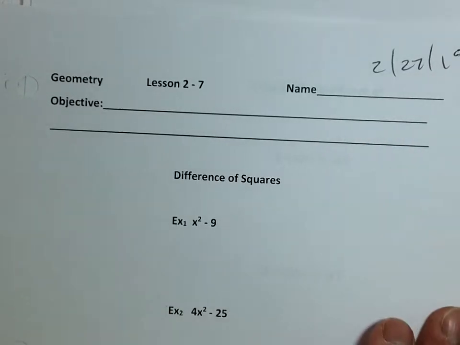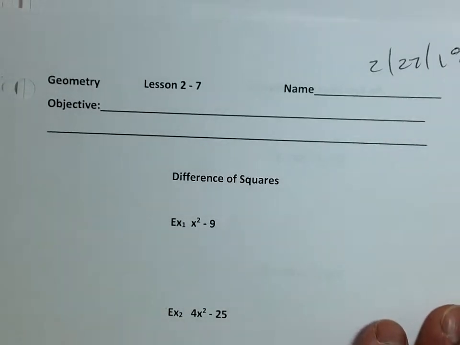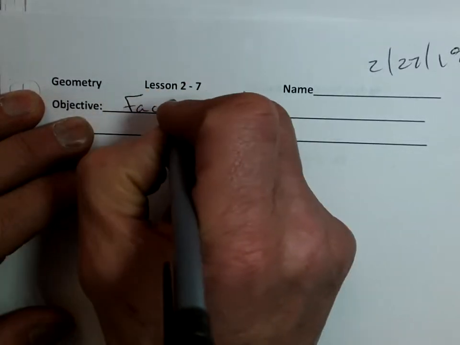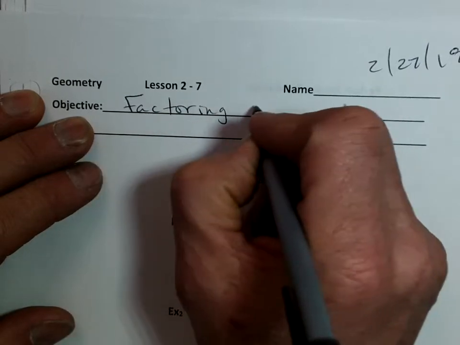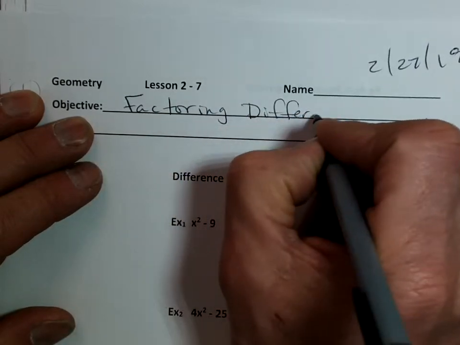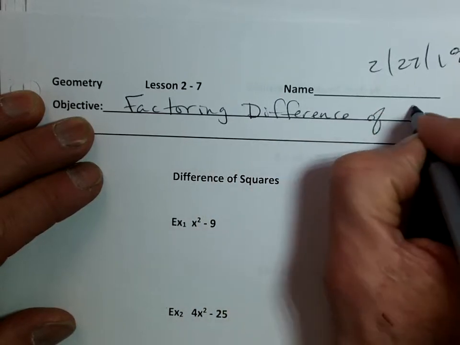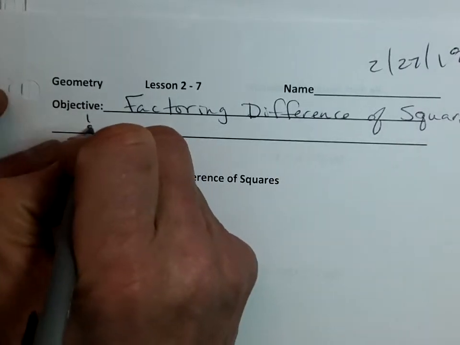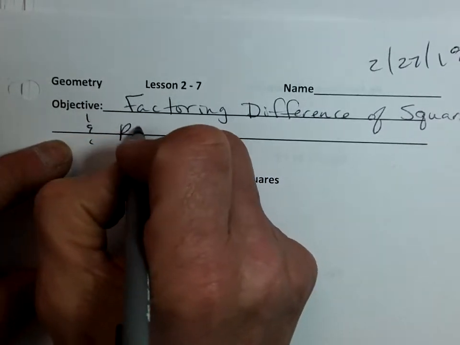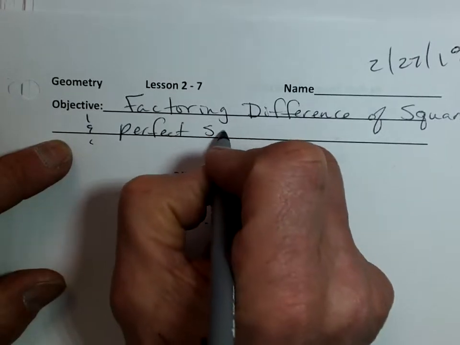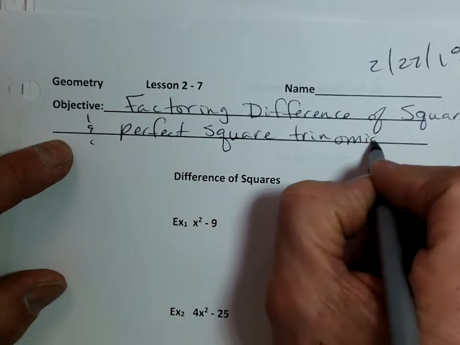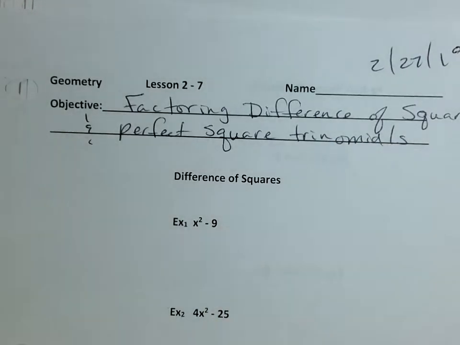Okay, so our objective today, we're still factoring trinomials, but these have special names. So we're factoring what we call difference of squares and we're factoring what we call perfect square trinomials. A lot of fancy words. Let's see if we can make the words make sense, okay?